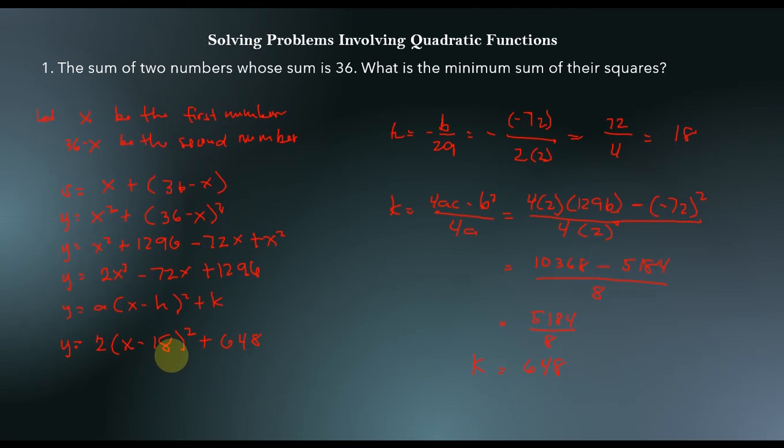Now, since h is also an x value, h here, which is 18, can represent one of the numbers in our given situation. If you want to look for the sum of the squares, the answer is the value of k, which is 648. So the minimum sum of their squares is 648. So this is the answer for the question, the minimum sum of their squares.